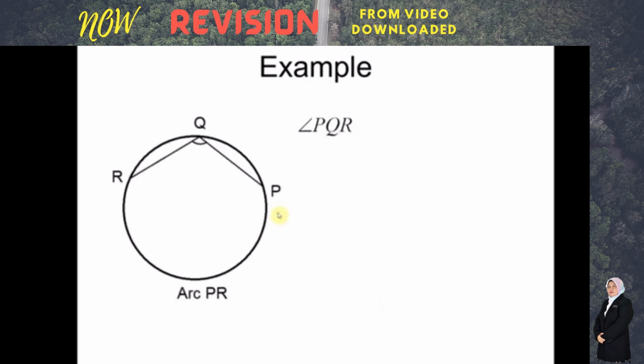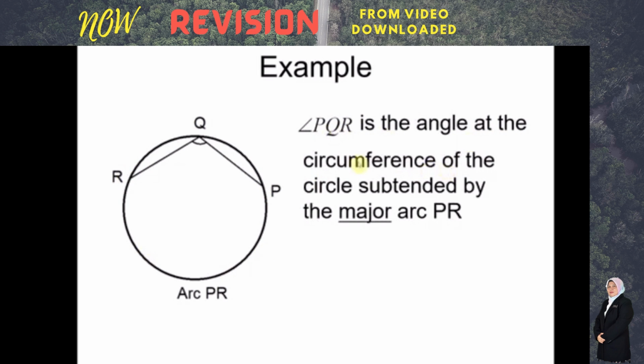Next example, PQR, the angle PQR is an angle at the circumference subtended by this arc. This time, this is a big arc compared to here. So this is a major arc PR. Okay, so angle PQR is the angle at the circumference of the circle subtended by the major arc PR.